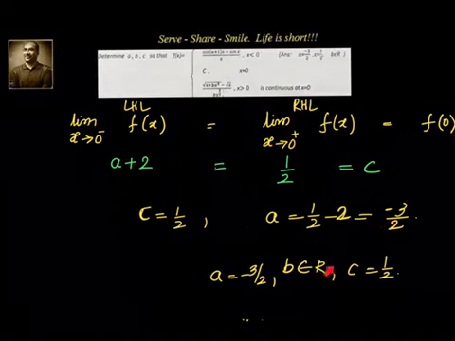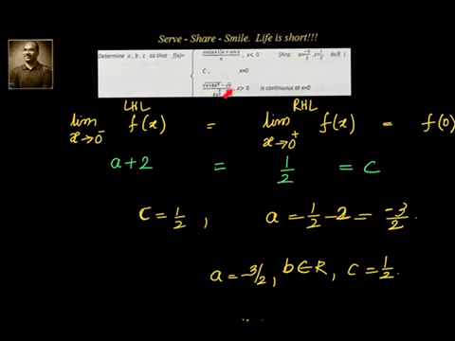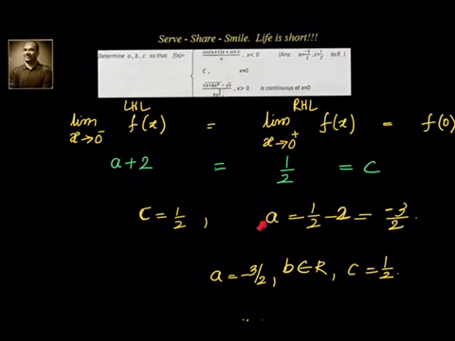b can be any value, because when we did right hand limit, we observed that b gets cancelled out. So irrespective of whatever the value b has, always the right hand limit will be equal to 1 by 2. So b can take any value. So b belongs to R, or b can be any value from real numbers.